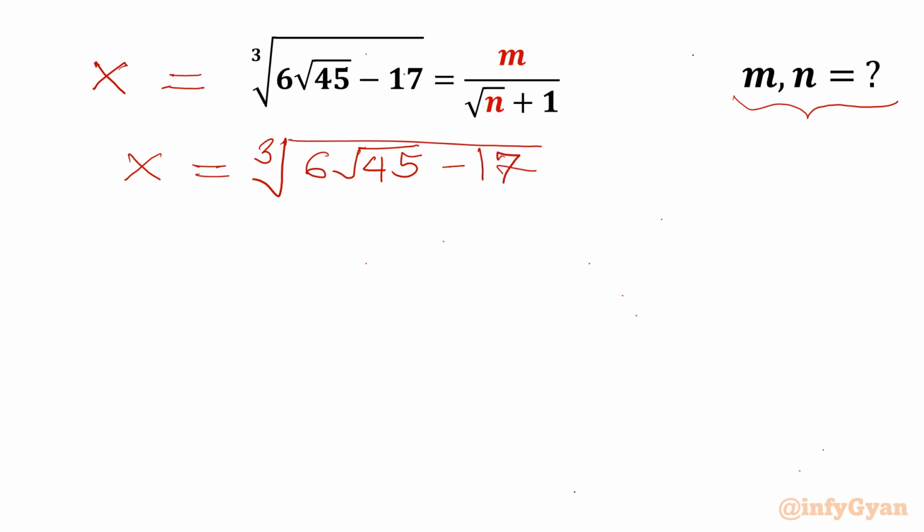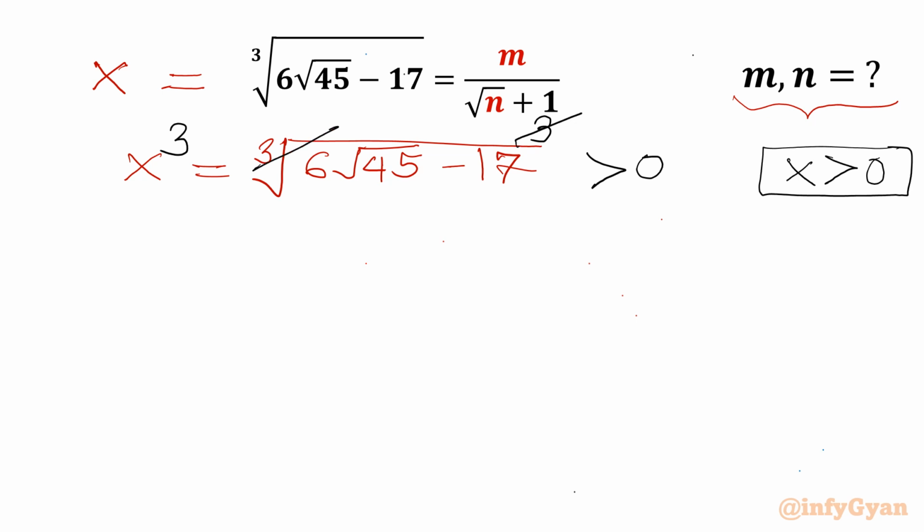Now from x we can conclude x is always greater than 0. Now I can write here our answer should be x positive only. Now I will consider cubing both sides. So power 3 and this side power 3. Now cube root and power 3 will be cancelled out. So I can write finally x cube equal to 6 square root 45 minus 17.